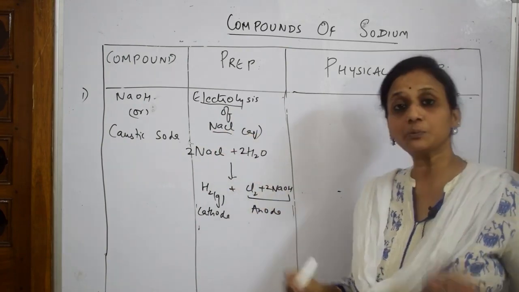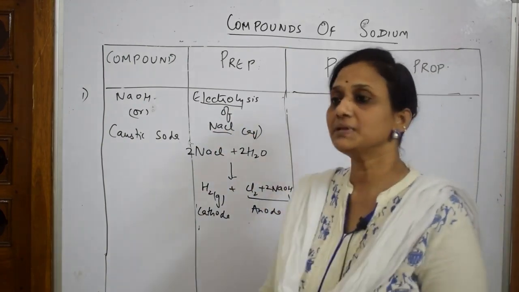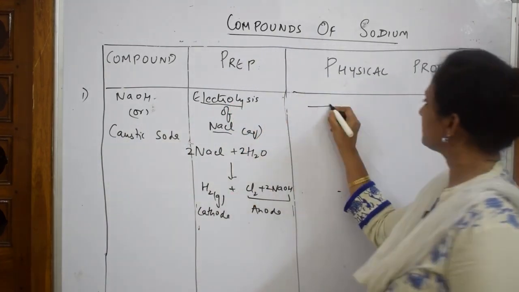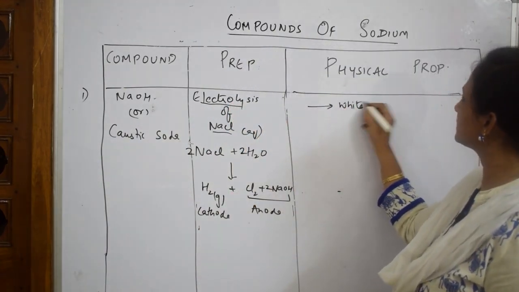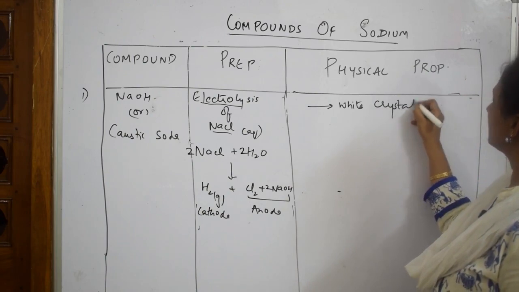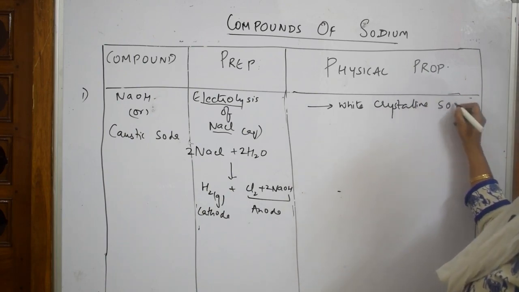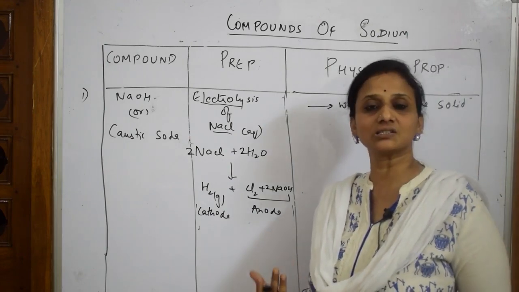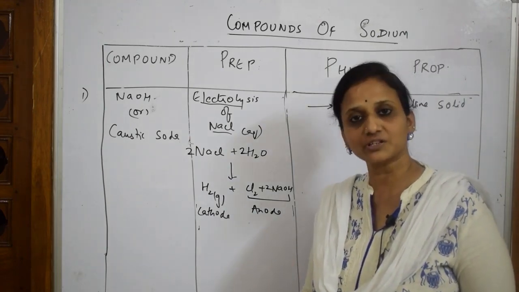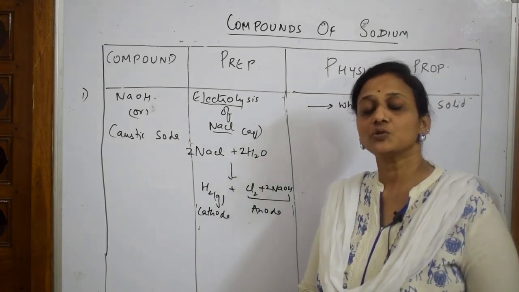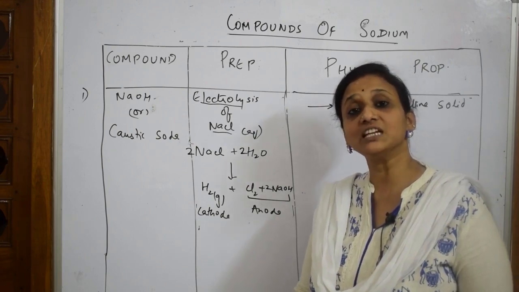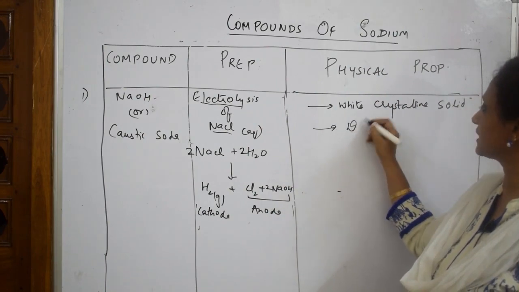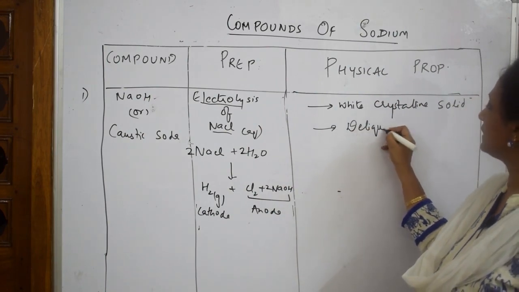Now when I speak about the properties of sodium hydroxide, basically sodium hydroxide crystals are white crystals, isn't it? So let me write the physical property: they are white crystalline solids. Now what is the specialty? Whenever I say crystal, we speak in terms of water of crystallization, isn't it? So these sodium hydroxide crystals are deliquescent in nature. They're going to absorb moisture. So the second important property is that they are deliquescent.